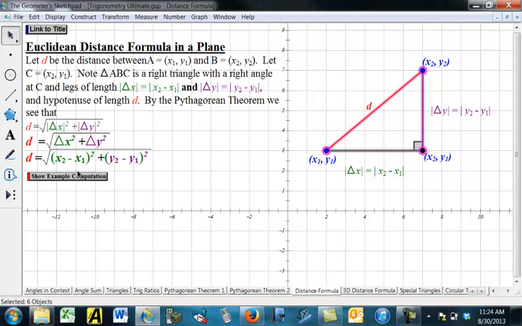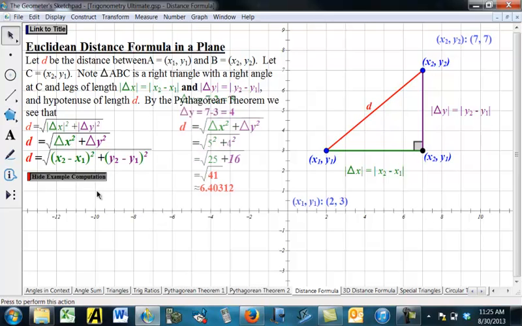Notice there's no shortcut. If we have the actual numbers in here, we first have to subtract to find delta x and delta y, then square, then add, then take the square root. So for example, the square root and the squares do not cancel each other out. So let's look at an example.